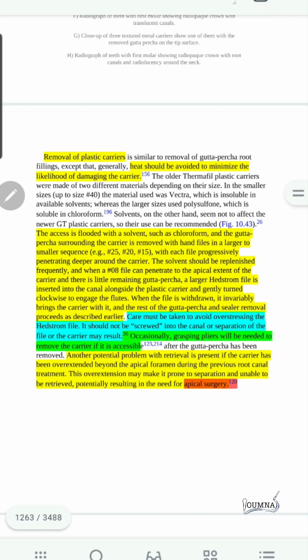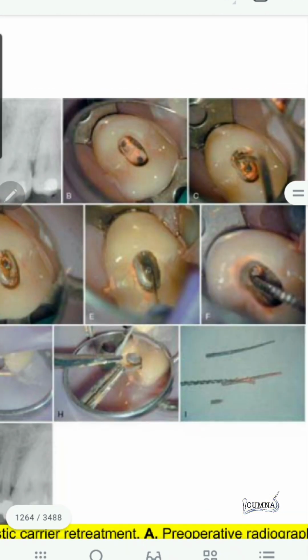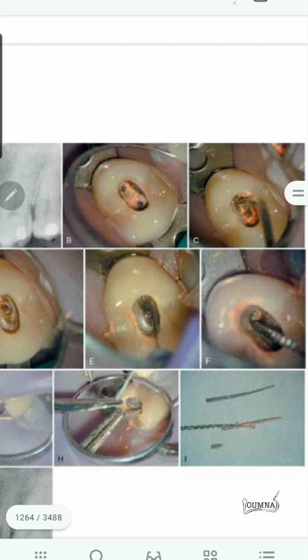Now let's talk about removing the plastic carrier. Whether the root is fully obturated with it, or it was used to obturate the apical part and a post was inserted above. In either of these cases, how do we remove it? We can see that clinically it looks like a dark spot in the center, and around it is the GP.